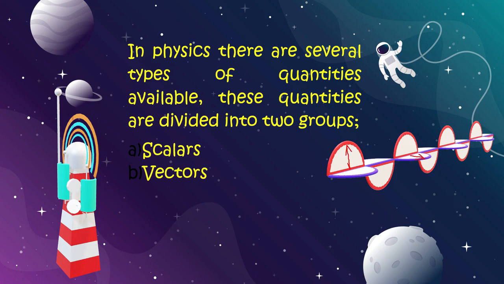In physics, there are several types of quantities. They are divided into scalars and vectors. Scalars have only magnitude, but they don't have direction. Vectors have magnitude as well as direction. So an electromagnetic wave is a combination of two vectors. Hence, it is a vector quantity.